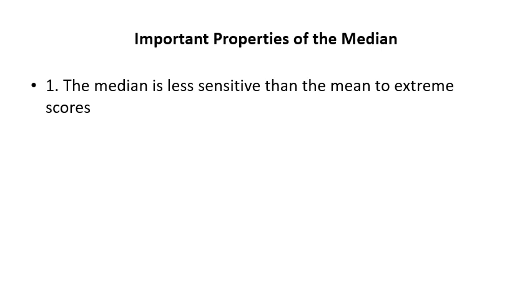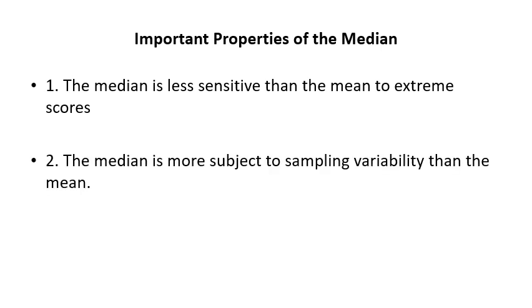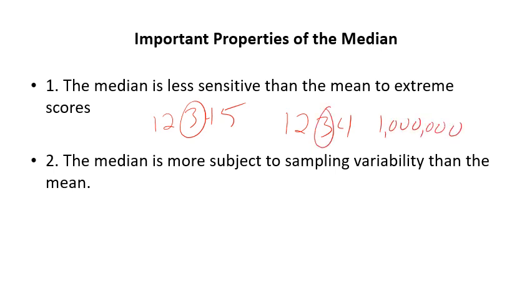So the median is less sensitive than the mean to extreme scores. That should be pretty self-evident. But the median is more subject to sampling variability. What I mean here is if you've got scores 1, 2, 3, 4, and 5, the median, the middlemost number, is 3. If you've got scores 1, 2, 3, 4, and 1 million, your median is still 3. So extreme scores do not affect the median. However, over multiple different samples, you're more likely to get this 3 to change one way or the other due to sampling variability.